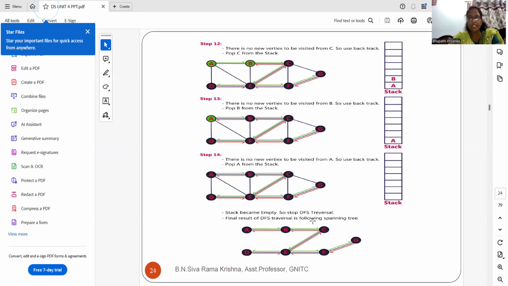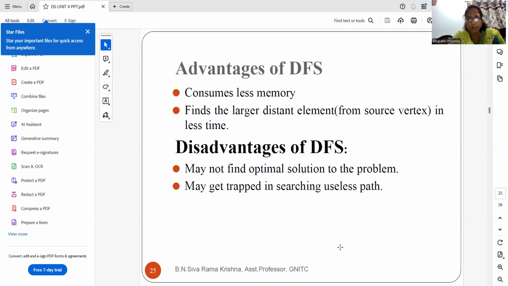The final result of DFS traversal is the following spanning tree: A, B, C, D, E, F, G, where we don't have any loops. So these are the advantages of DFS and these are the disadvantages of DFS. It consumes less memory and it finds the largest distance element in less time. The disadvantages of DFS: it may not find the optimal solution to the problem and may get trapped in searching a useless path.